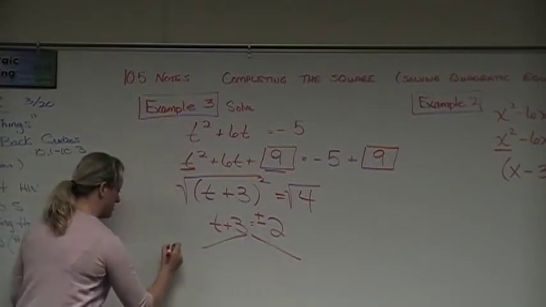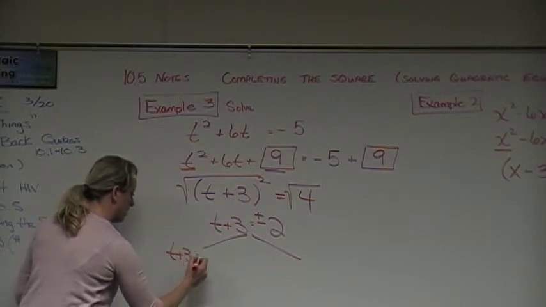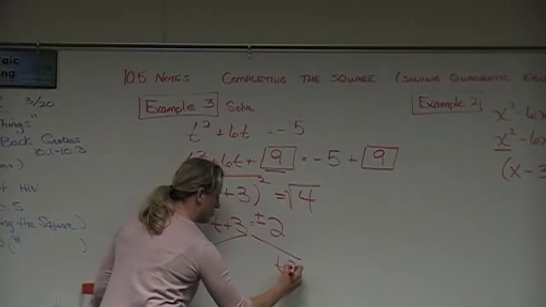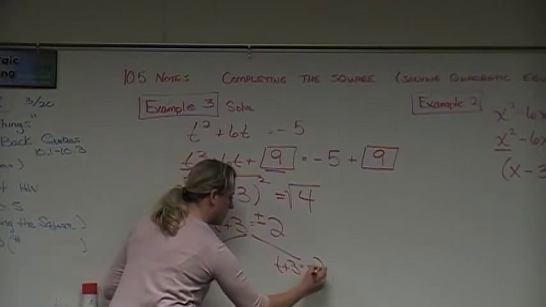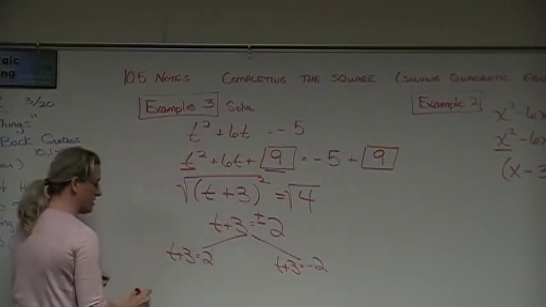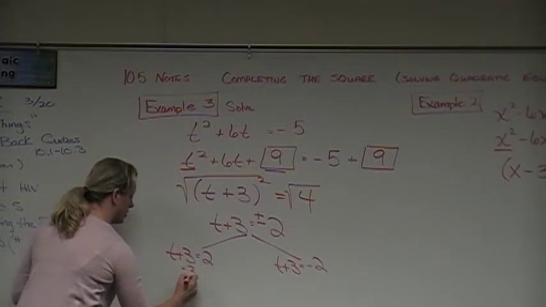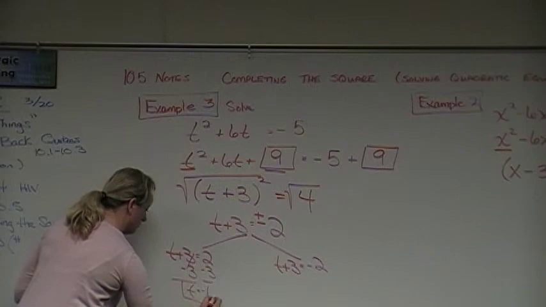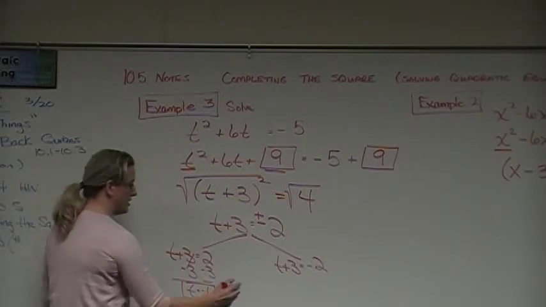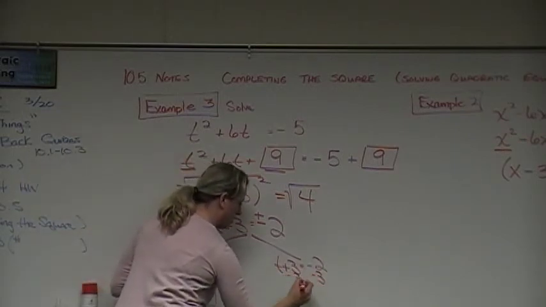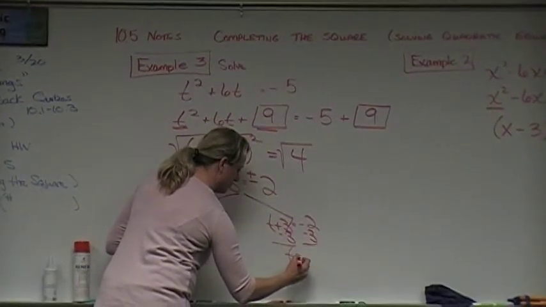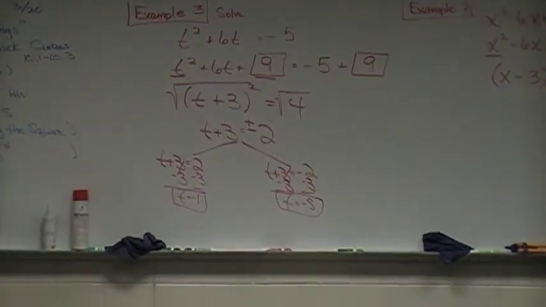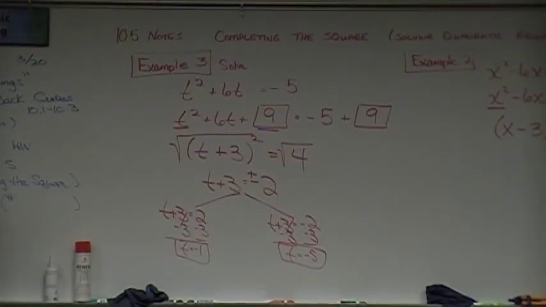All right, so we got t plus 3 equals 2, and t plus 3 is equal to negative 2. And we're going to do what to both sides? Subtract 3. We're going to get t is equal to negative 1. And subtract 3 from both sides here. We're going to get t is equal to negative 5. You know our answer.